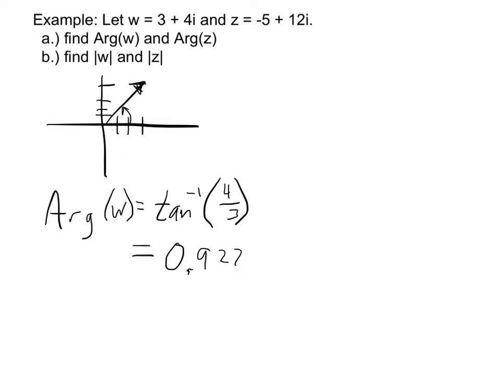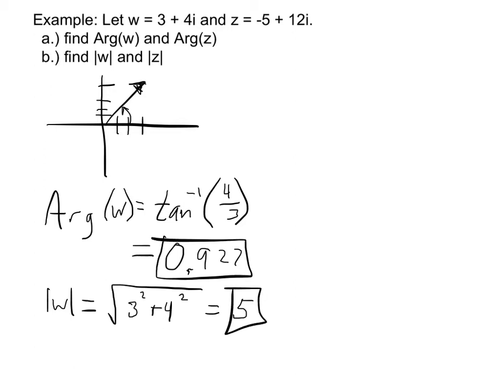While I'm here, I'm going to go ahead and do the modulus of W as well. The modulus of W should be the square root of 3 squared plus 4 squared, which is 5. Right? So we found the argument, we found the modulus. We'll do the same thing for Z.